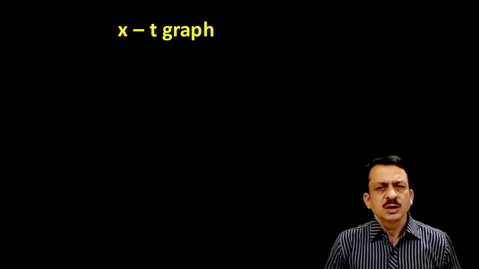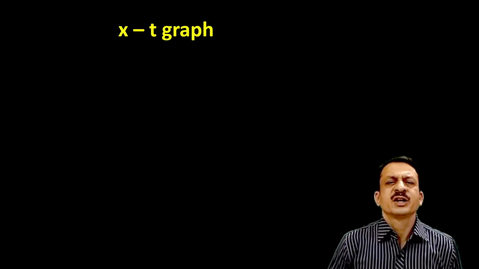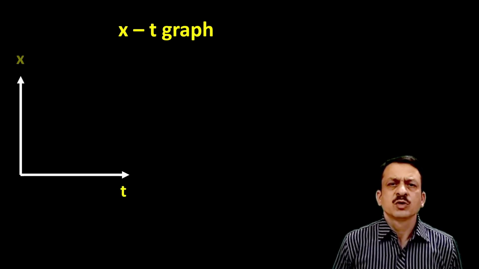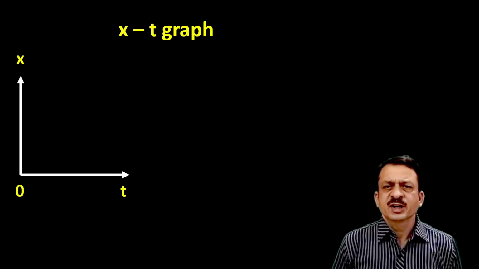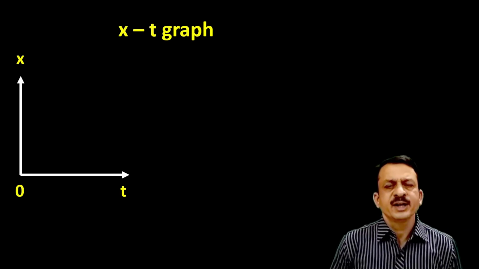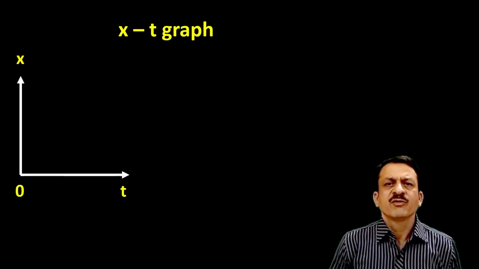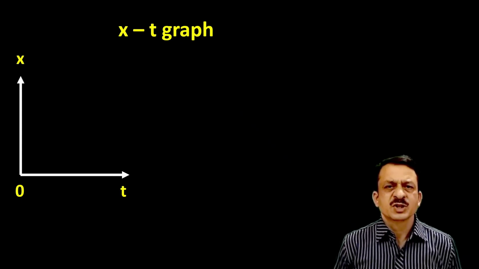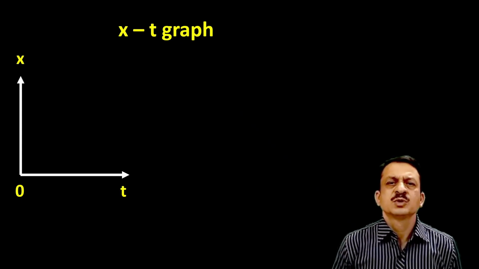Okay. Now let me also take one xt graph here. Now what is an xt graph? We have known that time is taken along the x-axis and position is taken along the y-axis. Now here we are going to study the xt graph for different velocity concepts: positive velocity, negative velocity, or zero velocity.